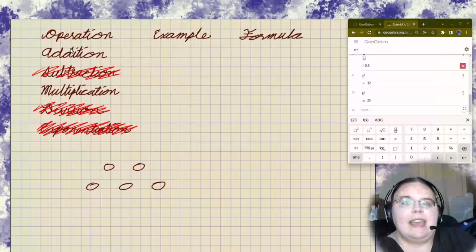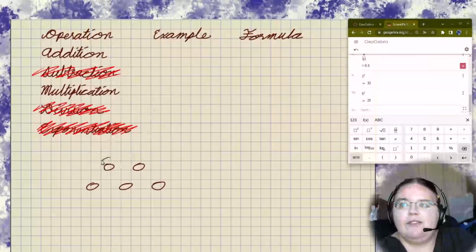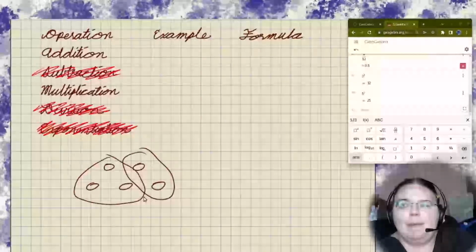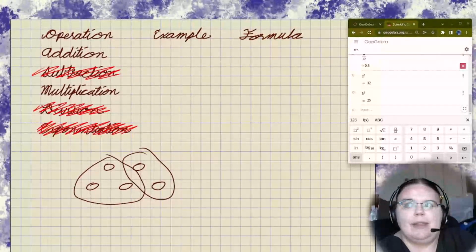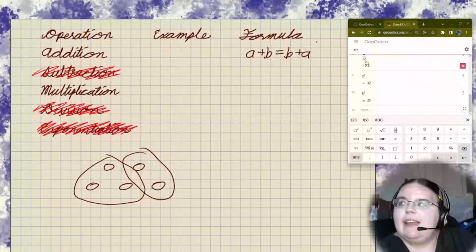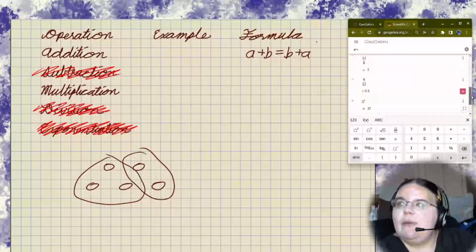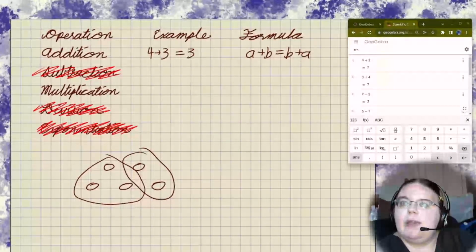So I would say yes, addition is always going to be commutative, because as soon as you push 2 groups of rocks together to make a pile, well, it doesn't matter if you push them together in one order or the other order. So the formula for addition would be A plus B equals B plus A. And again, we're saying that means you can add things in either order and it'll come out the same. And our example of that was that 4 plus 3 equals 3 plus 4.